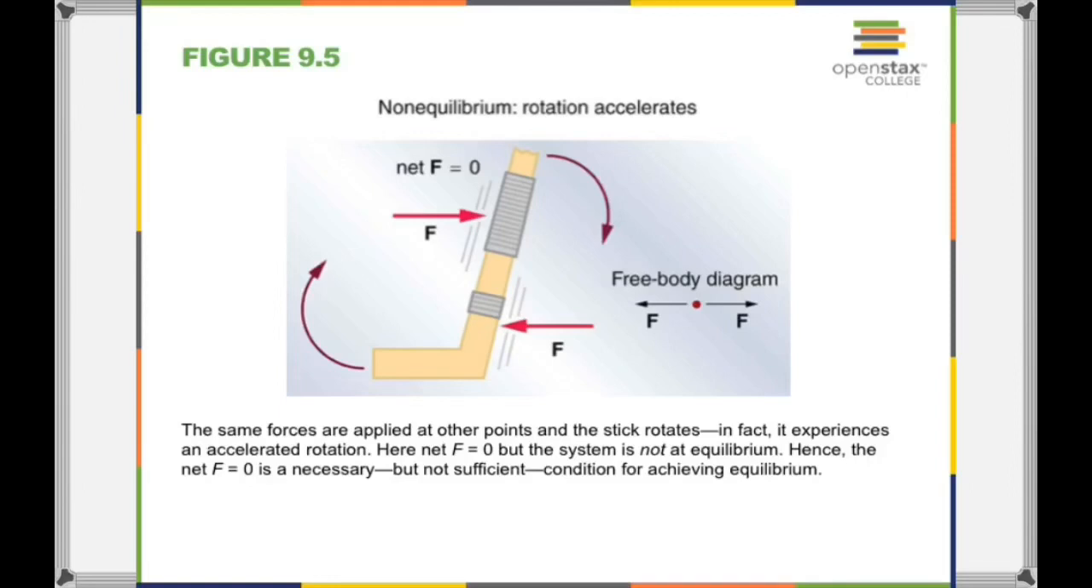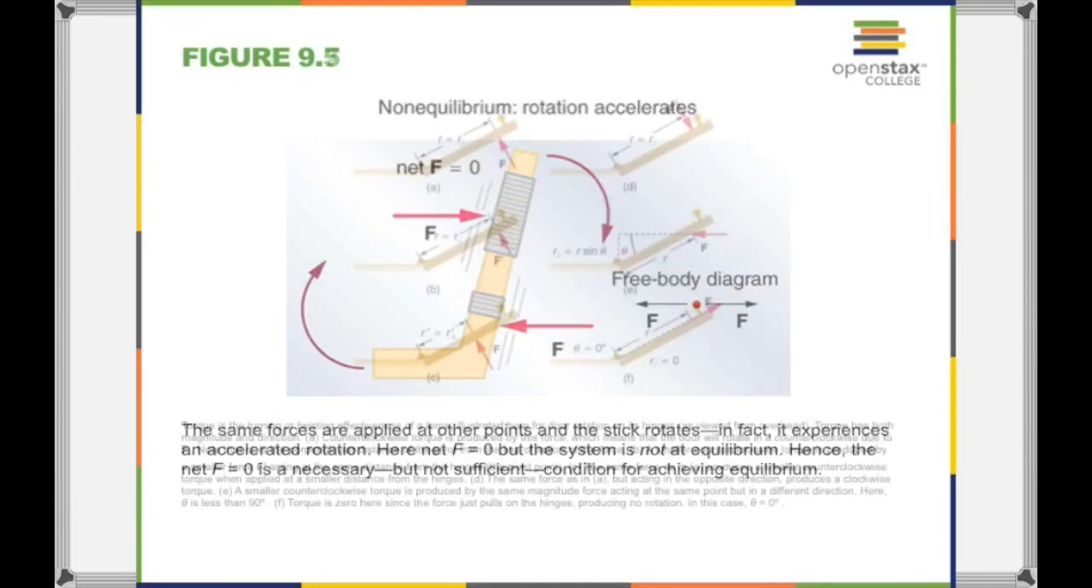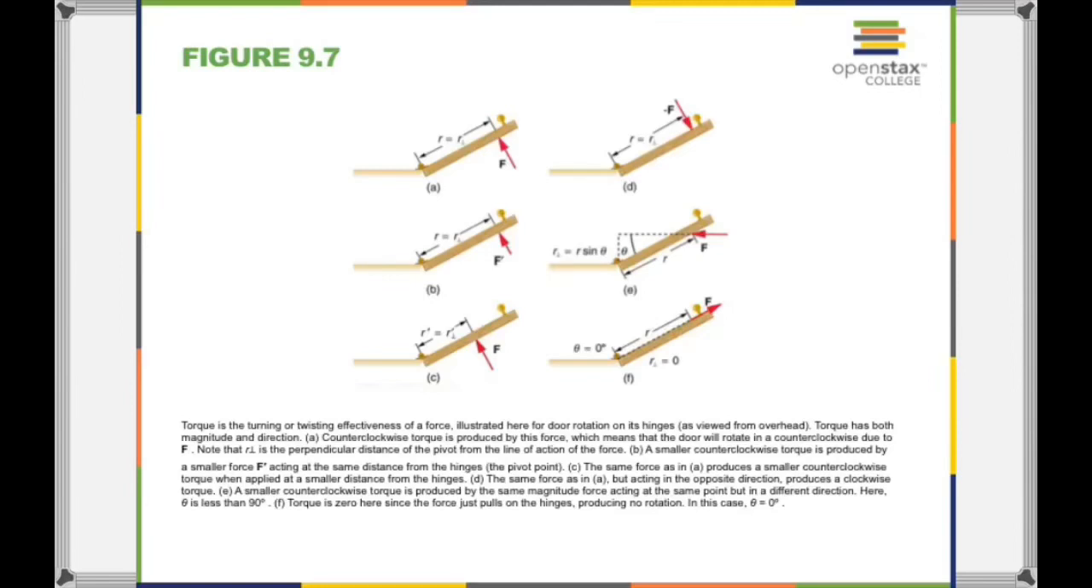So there are two conditions for static equilibrium. Number one, the net force acting on an object must be zero. And number two, the net torque acting on the object must be zero. Now, continuing our discussion on torque, you can see from this diagram that if F is the force applied and R is the distance from the axis of rotation, then the torque is the force multiplied by that perpendicular distance between the force and the axis.